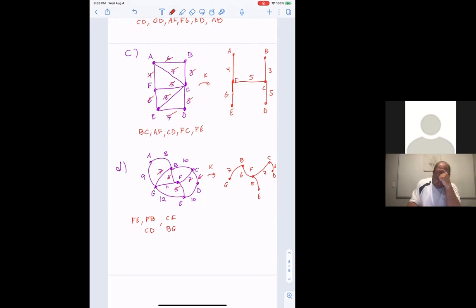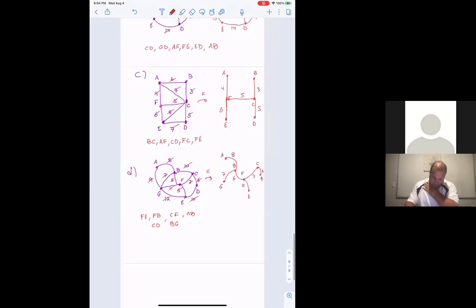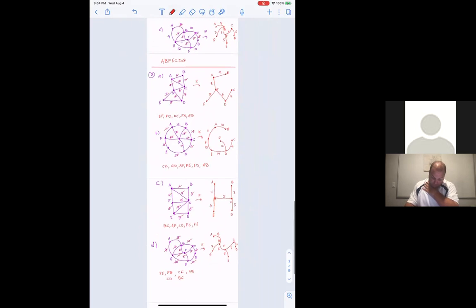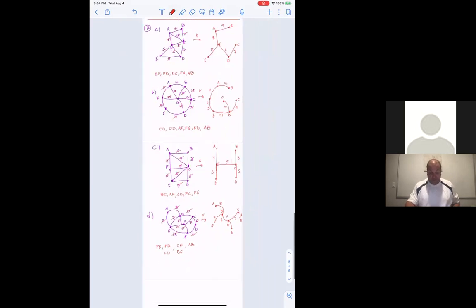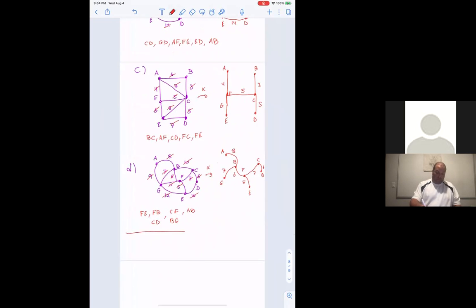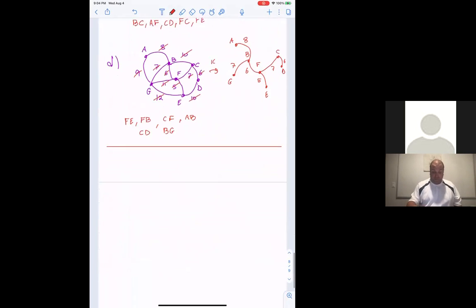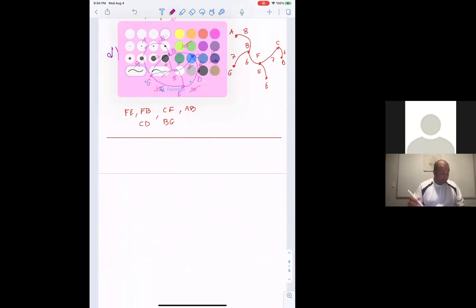And then I have 8, which is AB. I think that's the only 8. AG forms a cycle, so that doesn't count. ED forms a cycle, doesn't count. BC forms a cycle, doesn't count. GF forms a cycle, doesn't count. GE forms a cycle, doesn't count. So that should be the same one that I had before, and it is. So in this case, not only did Prim and Kruskal give spanning trees that were the same weights, but they were actually the same spanning tree themselves.